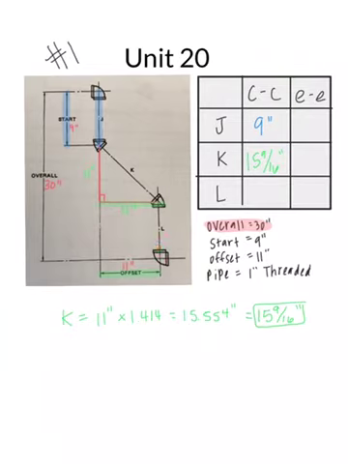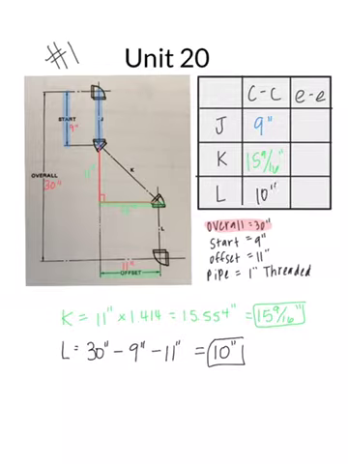I'm going to write this down at the bottom just so you can see. To find L, we took 30 inches, and we subtracted off the 9 inches and the 11 inches, and the leftover was 10 inches. So L is 10 inches. Now, to find our end to ends, we're going to have to go to the back of our book and use data table 5. It is on page 264. So, I'm going to start out with pipe J.